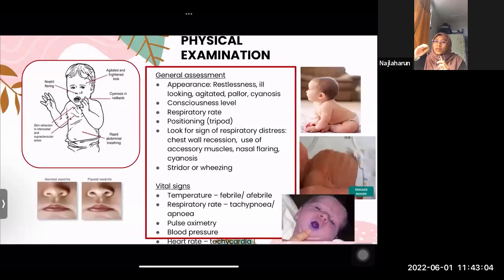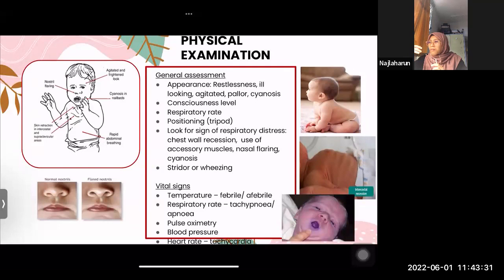Okay, so what are the physical examinations that need to be done? We can examine the patient generally and also systemically. For general assessment, first look at the appearance of the child. Does the patient look restless, very ill looking, agitated? Is there pallor, peripheral or central cyanosis?